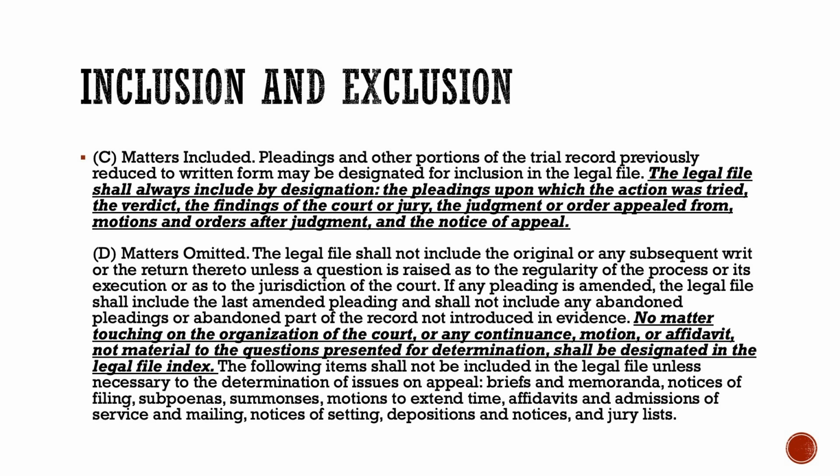So what are included and what are excluded documents? Well, the rule says the legal file shall always include by designation the pleadings upon which the action was tried, the verdict, the findings of the court or jury, the judgment or the order appealed from, motions and orders after judgment, and the notice of appeal. Matters omitted: no matter touching on the organization of the court or any continuance, motion, or affidavit not material to the questions presented. In other words, the court is telling lawyers throughout the state, don't clutter up my legal file.